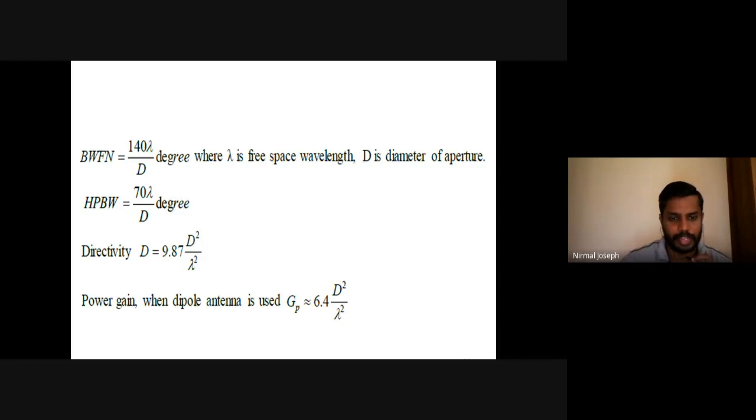Power gain when a dipole antenna is used as a primary radiator, that is, the point source is a dipole antenna: in that case, power gain is 6.4 d square by lambda square. Okay, just remember these equations in case you have to write them while explaining parabolic reflectors.